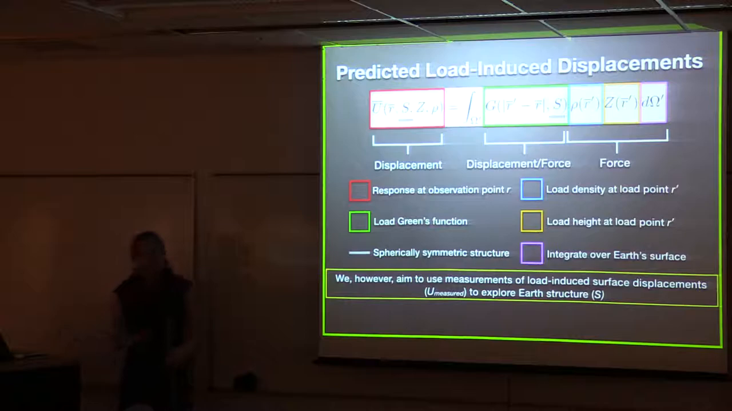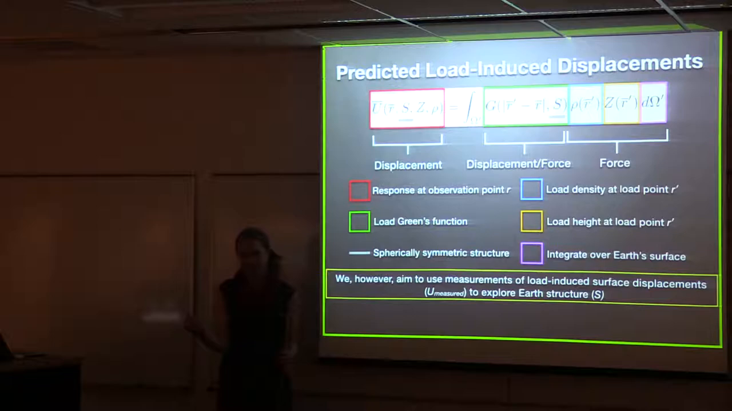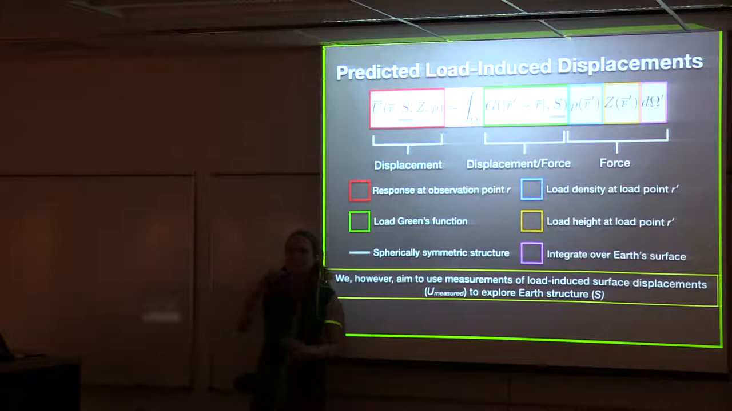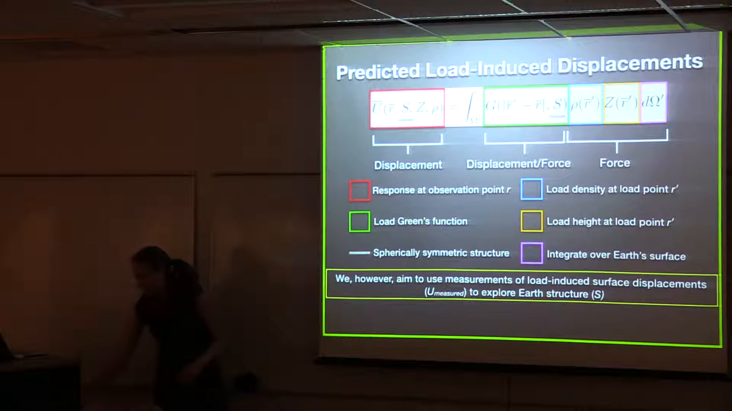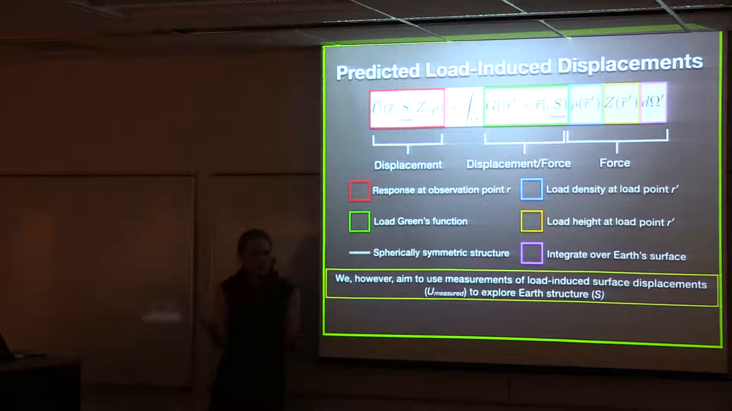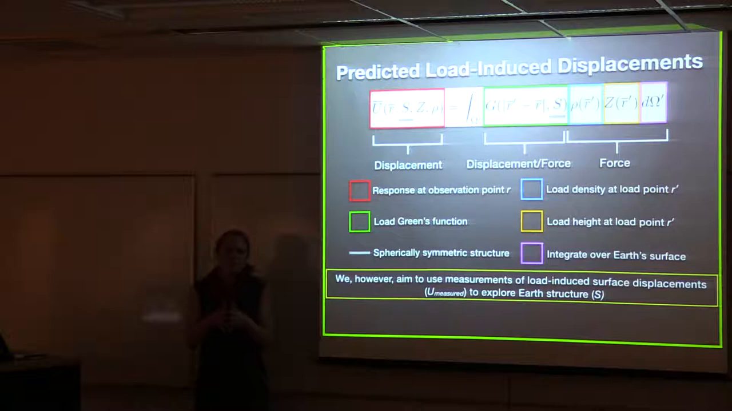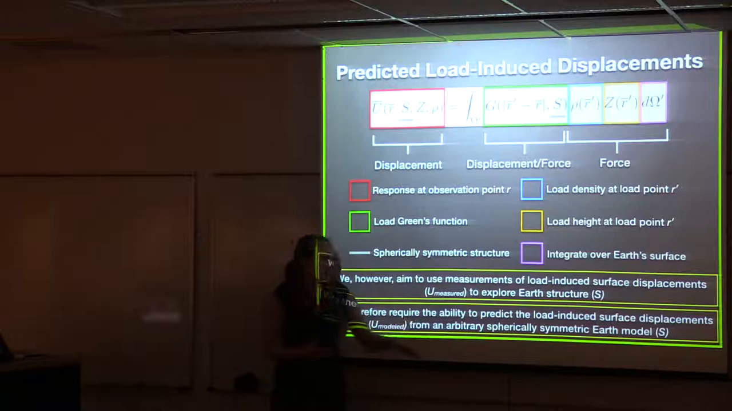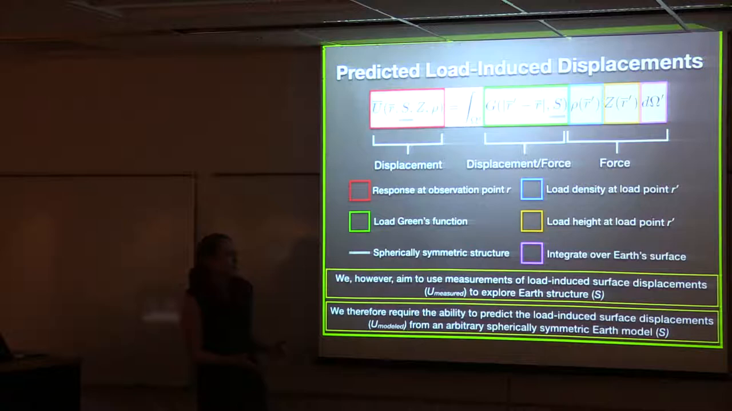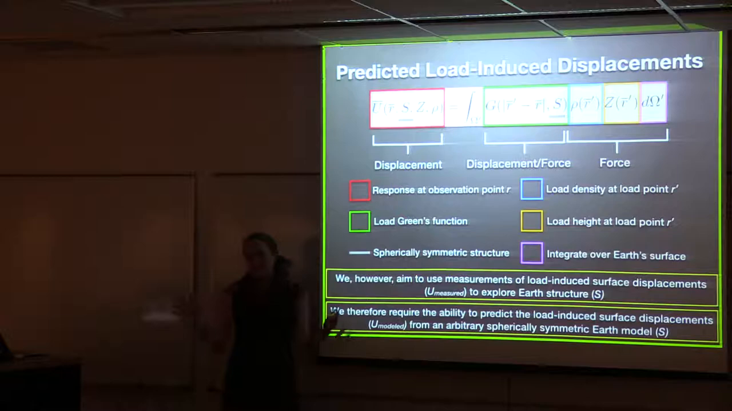However, for our purpose, we want to use observations of the Earth's response to loading in order to work back out what the structure is. How can we refine our structural models for the Earth, knowing what we know about how the Earth is responding to a particular load? So for us, it's not enough just to have a framework where we are using pre-computed Green's functions for a couple of Earth models. What we need is the ability to effectively compute our own Green's functions, where we can predict these load-induced displacements for any generic spherically symmetric Earth model.